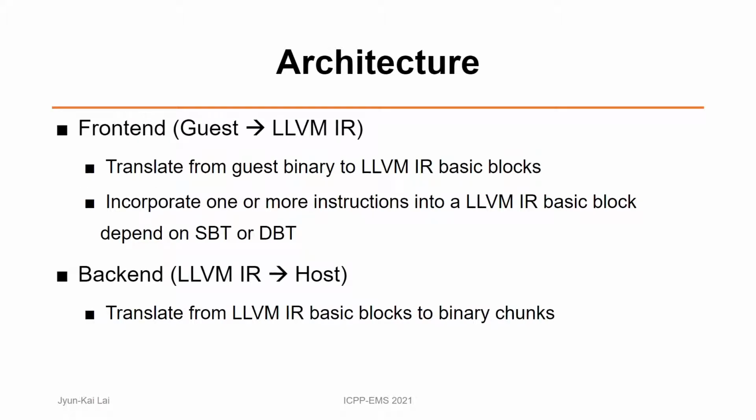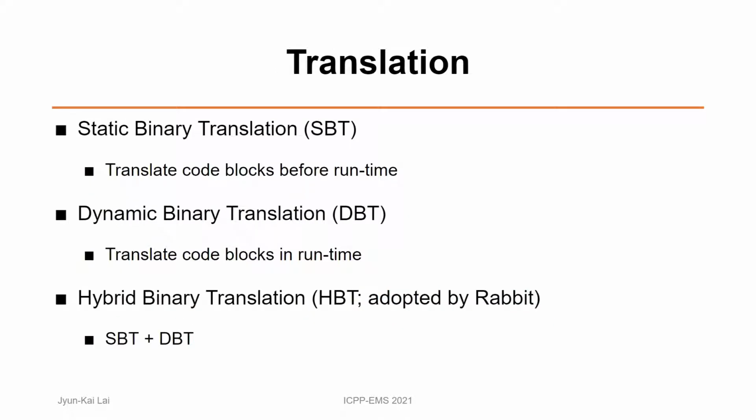The architecture of Rabbit can be divided into front-end and back-end. The front-end translates the guest binary or source binary into LLVM-IR blocks. The backend translates the LLVM-IR blocks to the host binary. Binary translation can be classified into three classes. Static binary translation translates code blocks in compilation time. Dynamic binary translation translates code blocks in runtime, and hybrid binary translation is comprised of SBT and DBT.